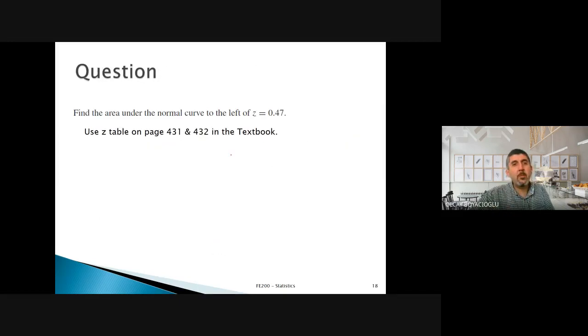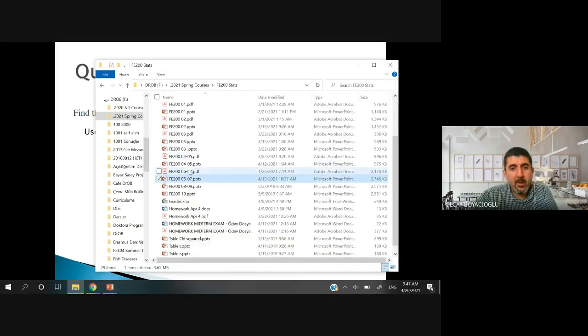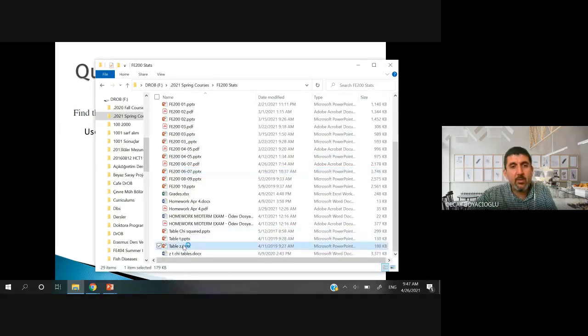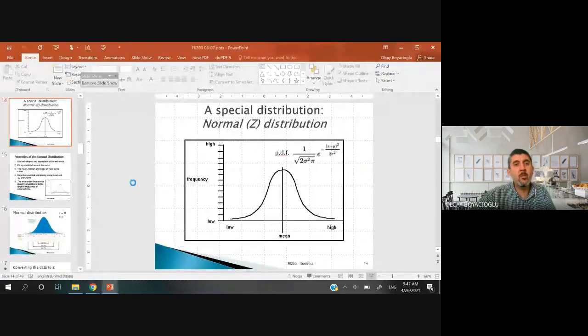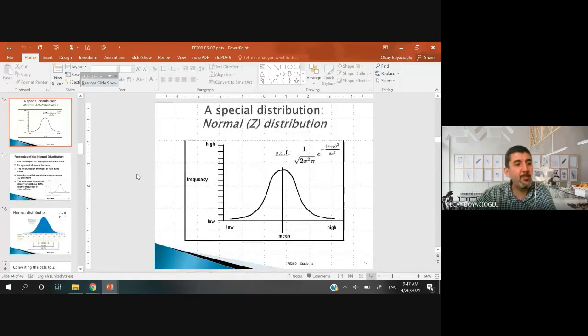Let's look at here now. Oh, by the way, in this one we have to use the Z table. Let me open up the Z table, and I will share this Z table with you guys as well. Yes, the Z table is coming up. All right, where are we? We are here. Okay, let's just start.